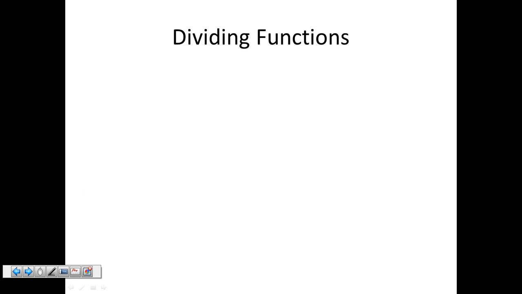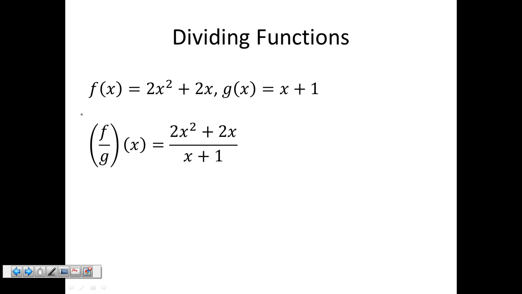So let's take a look at dividing functions. What we've got to do is divide our two functions now. f of x is 2x squared plus 2x still. g of x is equal to x plus 1. f divided by g of x means that we put the whole function f of x on top, put g of x on bottom. Now we want to cancel where we can.